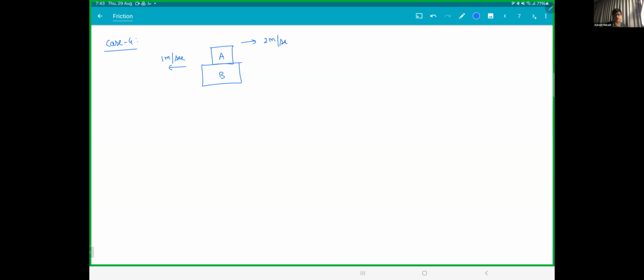What is the direction of friction on A and B? Forward and backward. Got an answer? Always type in the chat box. Let others also try. You can type in the chat box to the co-host here. You should definitely type your answers there. What is the answer now?